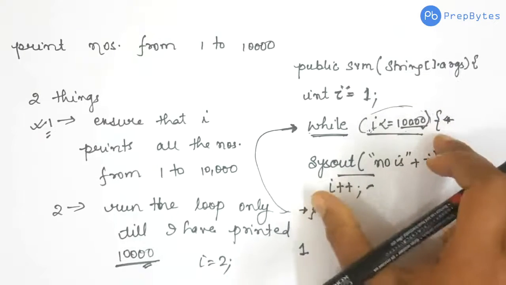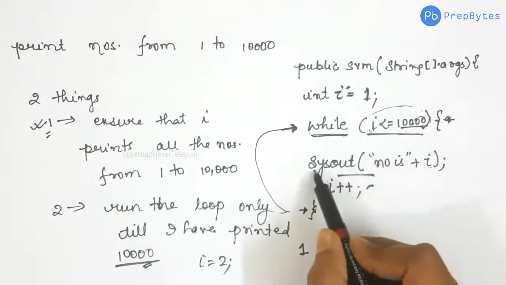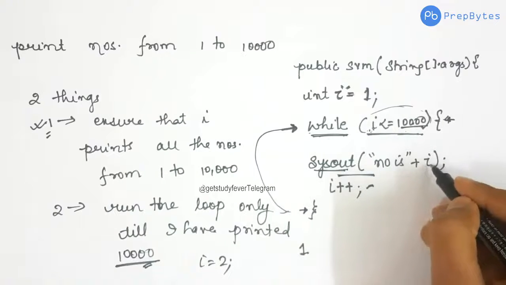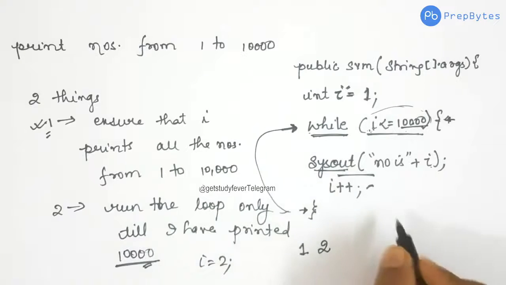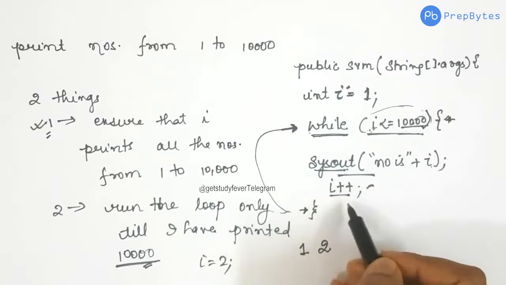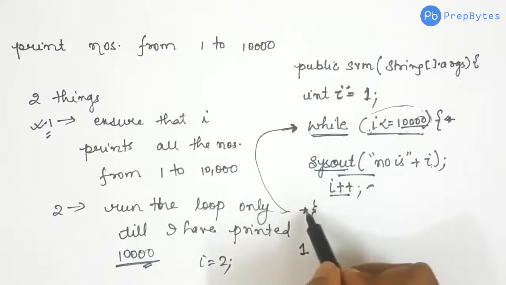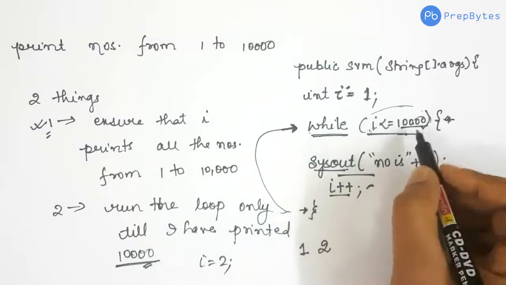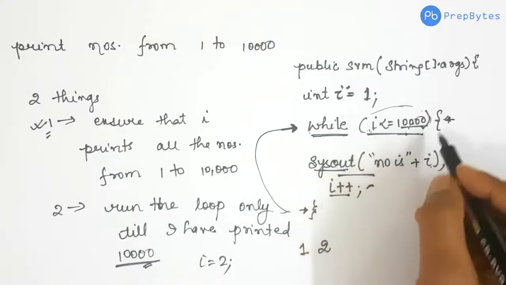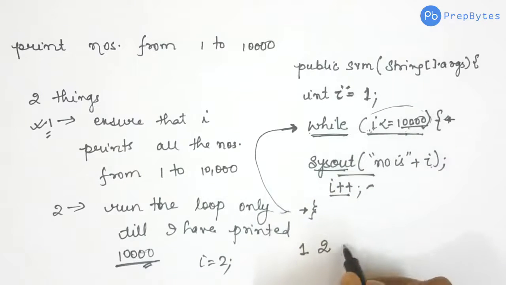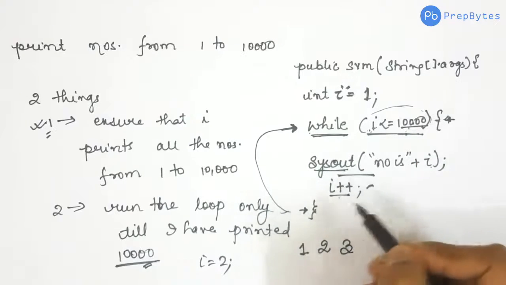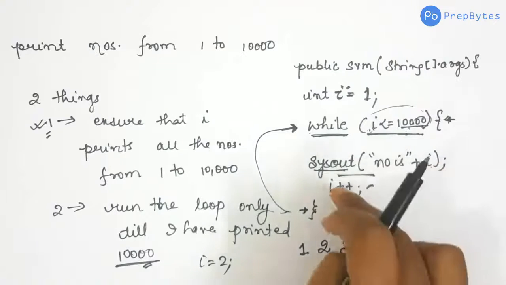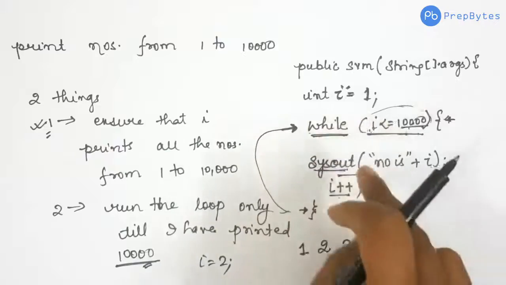This block gets executed. Again this particular sys out is executed. Now since my I is 2, 2 gets printed. Again I gets incremented. Now my I becomes 3. Again we come back here, we check the condition. Yes, my I is less than equal to 10,000. Again this gets executed, 3 is printed. Again I is incremented to 4. So similarly this keeps on happening. So that's why we call this a loop.